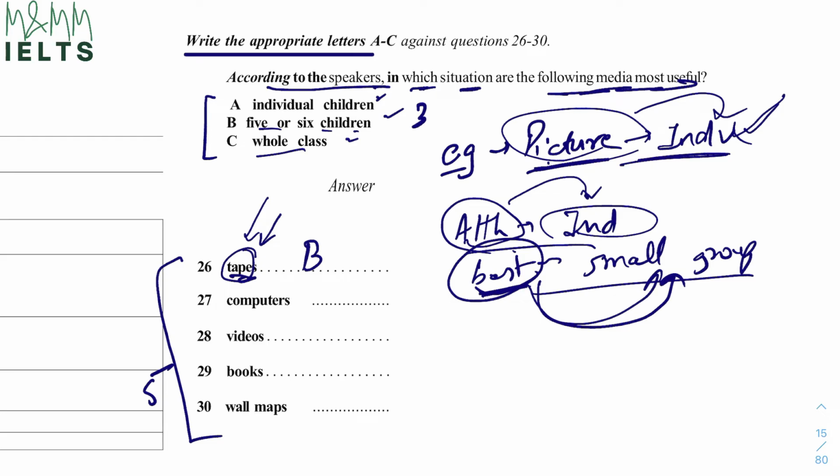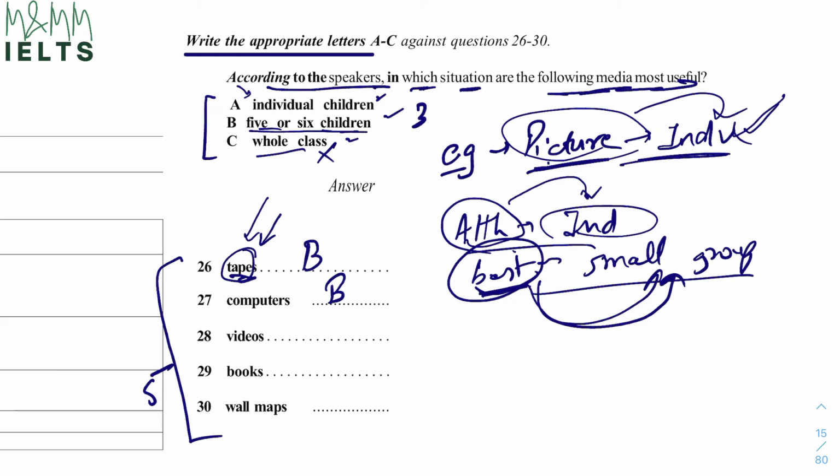Videos. Now, for computers, they said it is again best suited with few people. And he did say that he highly doubts it can be used with the whole class. He highly doubts. That means whole class cannot be the correct answer. He did not mention about individual children here. Again, he mentioned about few. That means the correct answer is going to be 5 or 6 children, which is B option.